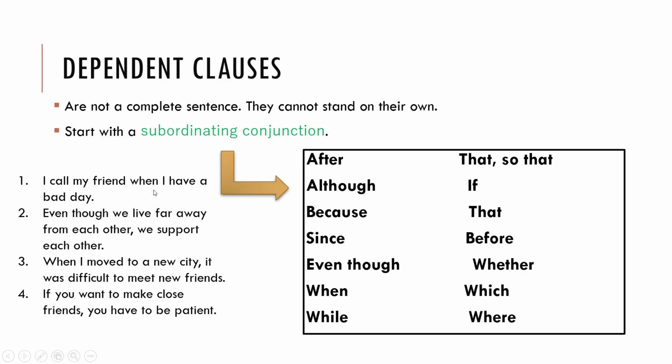Look at these sentences on the left. Find the dependent clauses. So for example, I call my friend when I have a bad day. I is a subject and call is a verb. So that's a clause. I is a subject and have is a verb. So this is another clause. When is a subordinating conjunction. So that means when I have a bad day is a dependent clause.